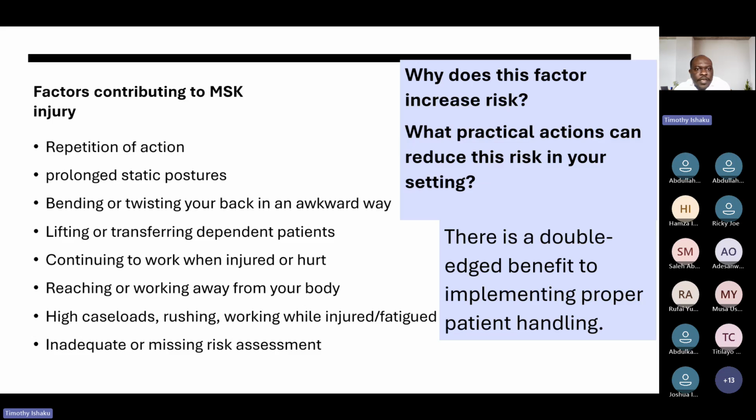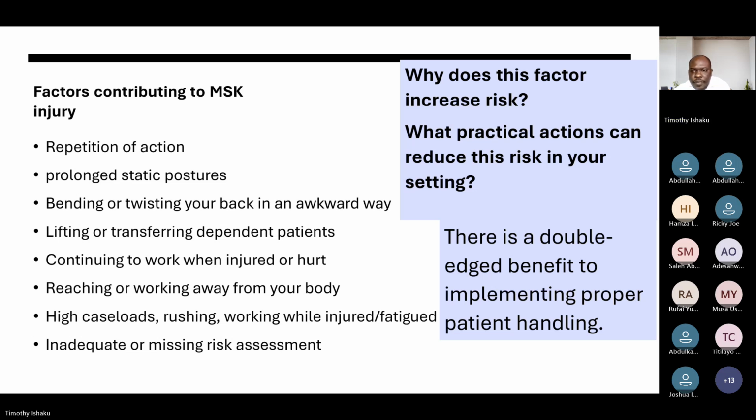I will invite anybody from the platform. You can unmute your mic or you can put it on the chat box. So the second three points on the board. Two things: why do you think this increases the risk of injury? And what are the possible control measures that we can use to minimize this?